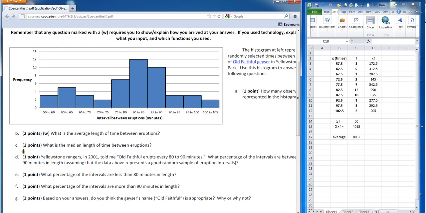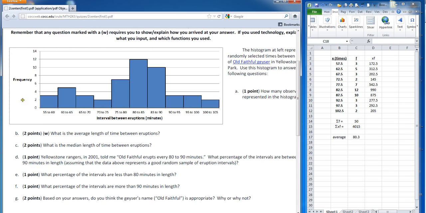And now, so those are the 3 numerical answers for C, D, E, and F. Number 2 here, or the letter G, based on your answers, do you think the name Old Faithful is appropriate? Your call. I mean, there's going to be all kinds of solutions to this one. Based on my answers, I think we've shown that Yellowstone Rangers belief is a little bit skewed. I mean, Old Faithful erupts every 80 to 90 minutes. Well, not really. It erupts less than half the time between 80 and 90 minutes, or right around half the time.